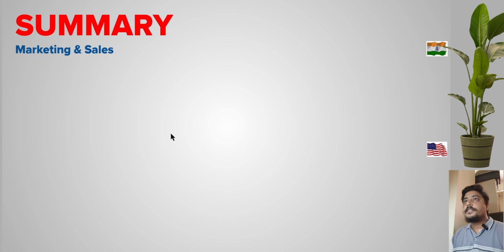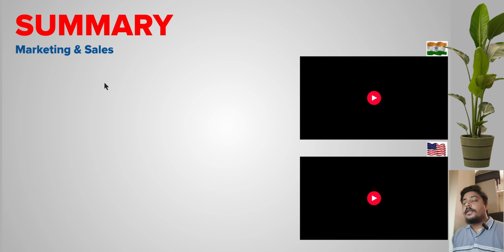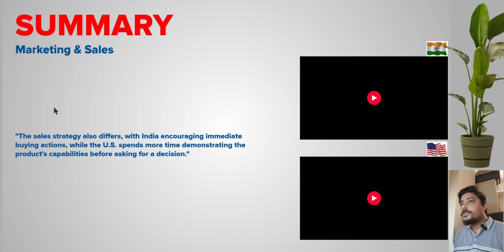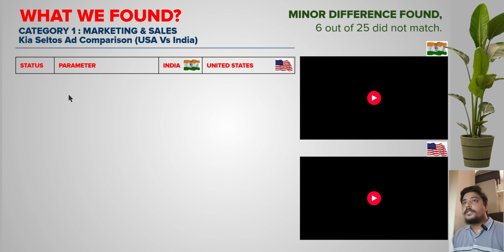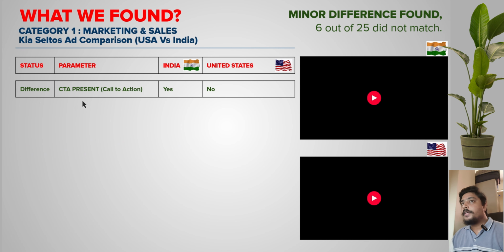In marketing and sales, we can see that the sales strategy also differs, with the Indian scenario encouraging immediate buying actions, while the US spends more time demonstrating the product's capability before asking for a decision. So how we came to this summary and conclusion in marketing and sales, let's see what we have in the parameters. The first parameter that we have is whether a CTA, or call to action, is present in the ad or not.